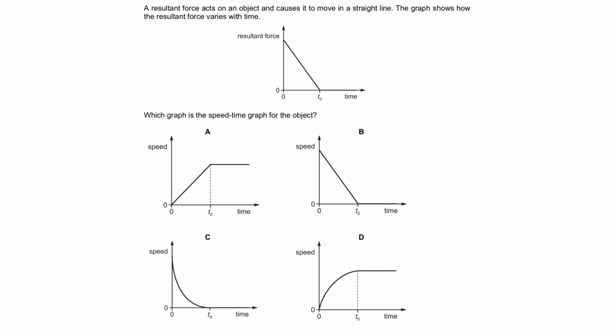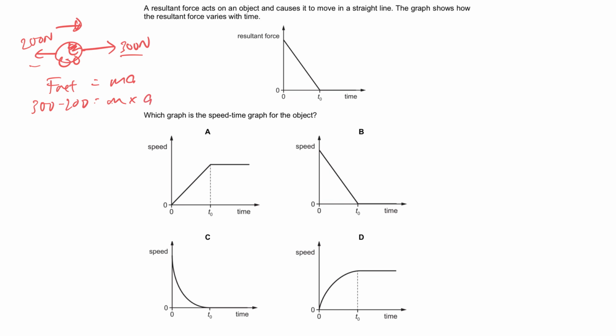Now let's assume a context of a car, which might be easier to understand. The car is moving to the right, and let's give it a value. Let's say the forward thrust of the car is 300 Newton and the total resistive force is 200 Newton. So am I right to say Fnet equals to MA? And because the thrust is greater than the resistive force, 300 minus 200 will be the mass of the car times the acceleration, and there will be acceleration.